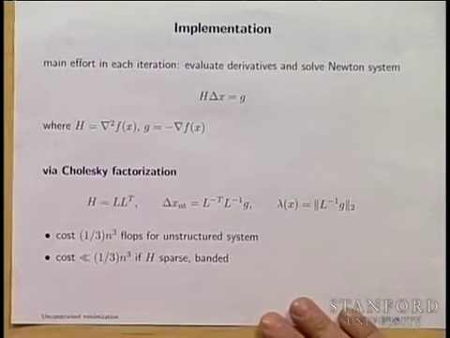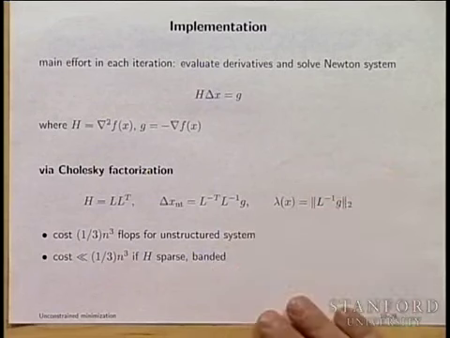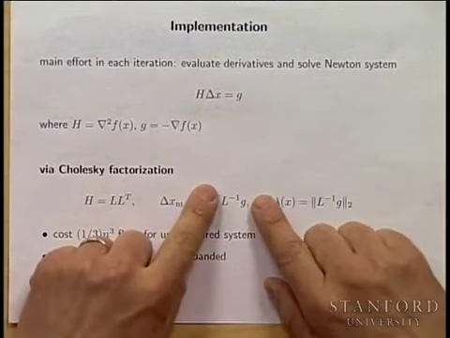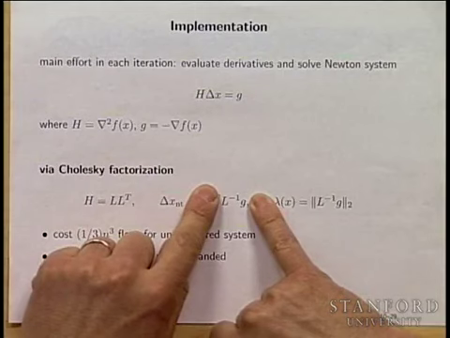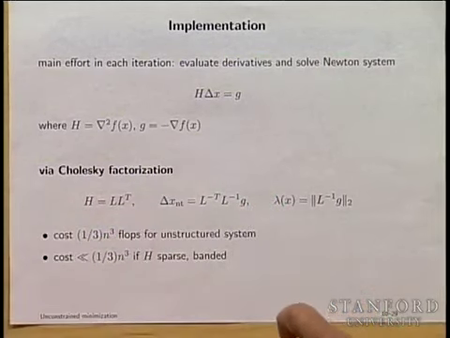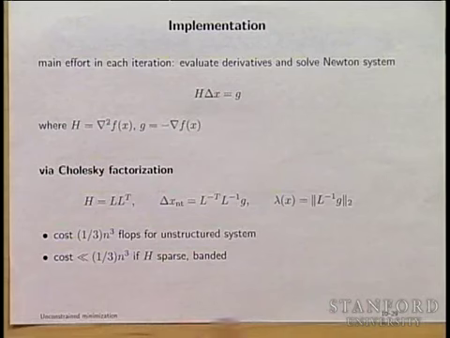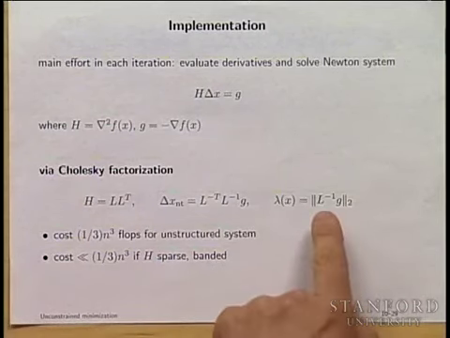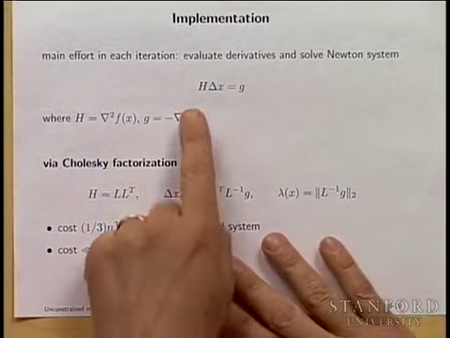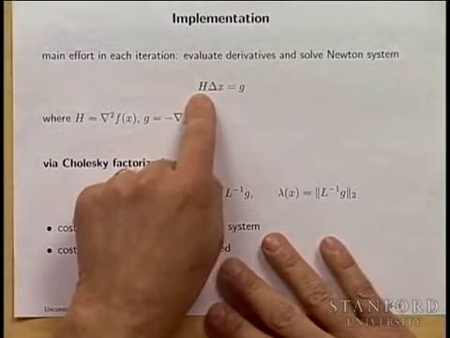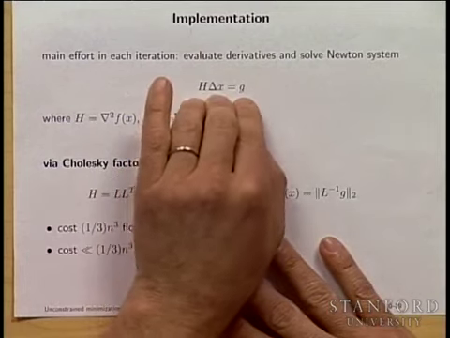And then you can actually, as you're doing various calculations, for example, you get lambda is the norm of L inverse G. So when you actually do this, if you did a real implementation, you would find out that some of the things you're computing anyway are useful, like you'd get lambda here. And the cost is 1/3 n cubed flops.